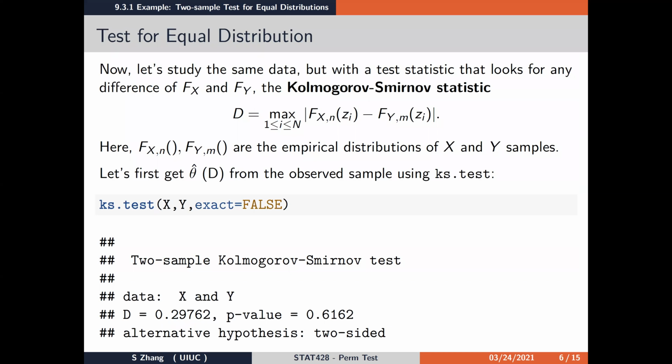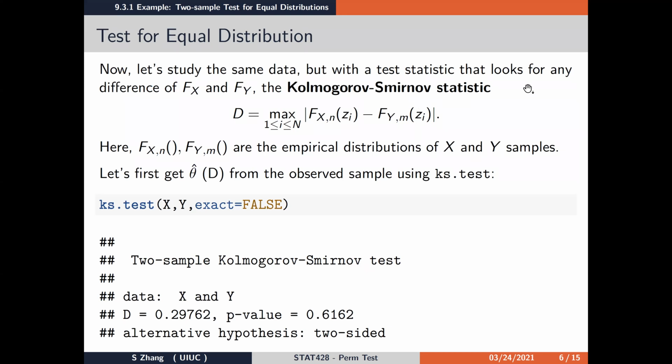So earlier, our test statistic was the t-statistic, which is used for doing the t-test. The t-statistic is sensitive to the differences in the means of the two distributions. Sometimes we might also want to test for equal distributions. So not just looking at the mean, but looking at whether fx and fy are close. So this time, let's study the same data set, but with a test statistic that looks for any difference between the distribution of x and the distribution of y. And this statistic is known as the Kolmogorov-Smirnov statistic.